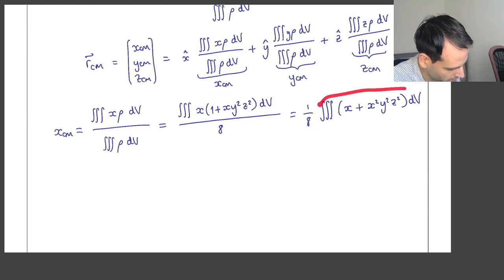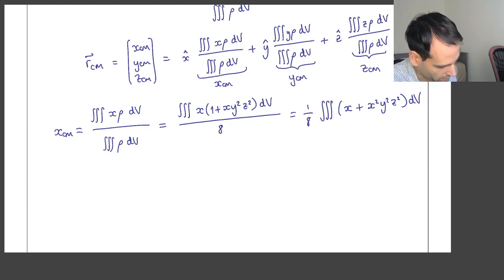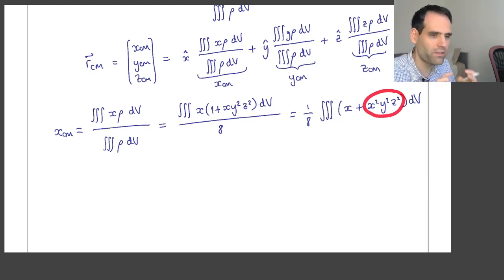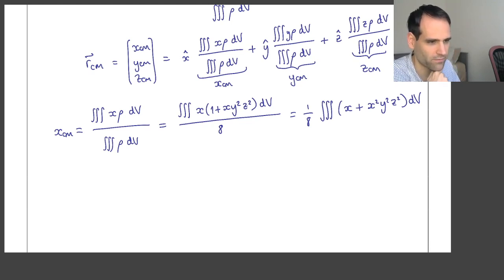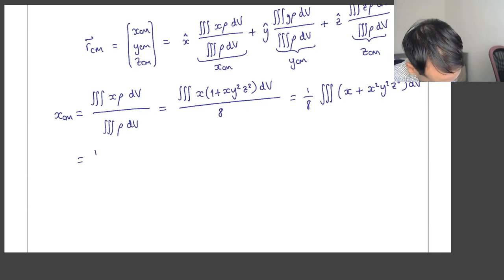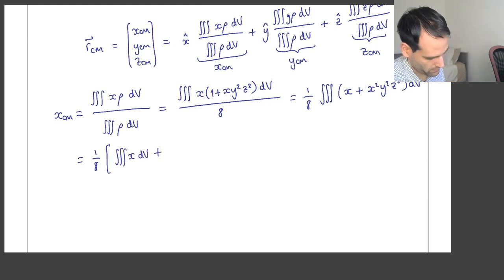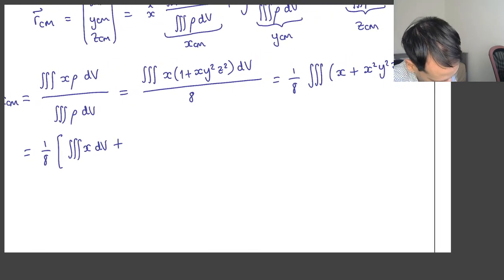Now I can integrate this using a similar trick to the one I used in part A. I can divide it into two integrals because we are adding two terms, and the second term we can split into three using the concept of separation of integrals. Okay, so let's do it. This will be equal to 1/8 times the integral of x dV plus the integral of x²y²z² dV.